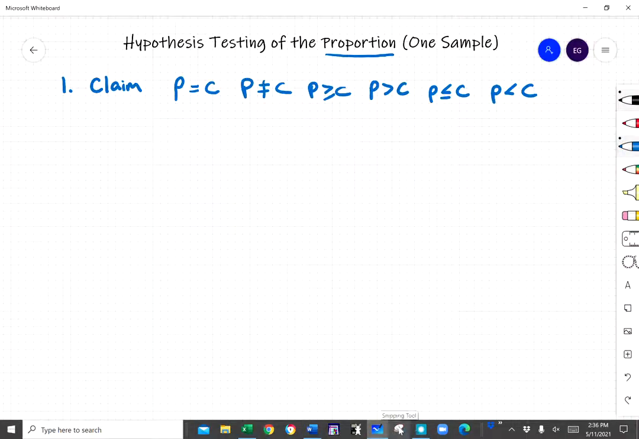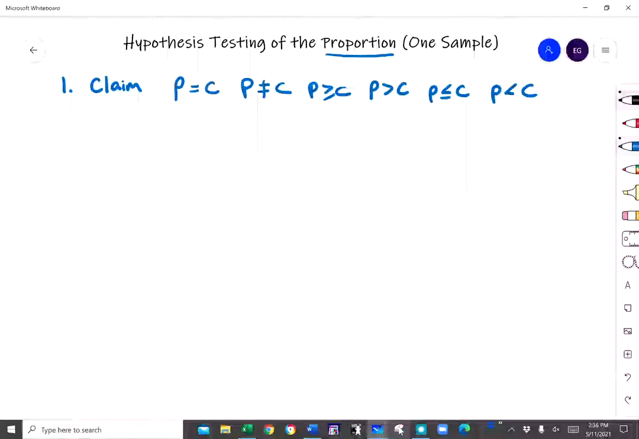Okay, so we have these 6 options for the claim, and you're looking for keywords in the problem itself. You're looking for words like more than, at least, at most, less than, is equal to, is not equal to, is. So some keyword that corresponds with one of these 6 quantifiers: equal, not equal to, greater than, and so on.